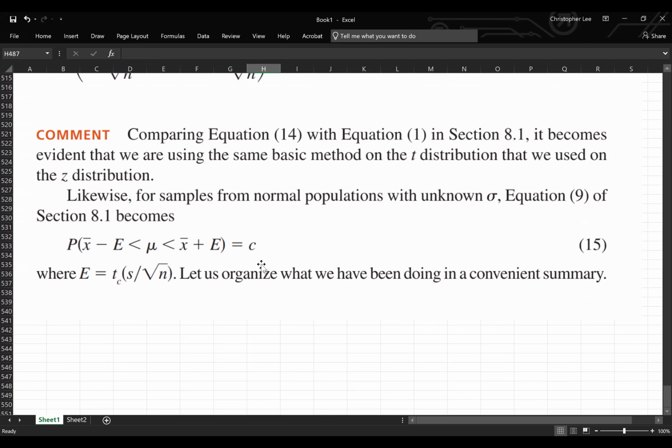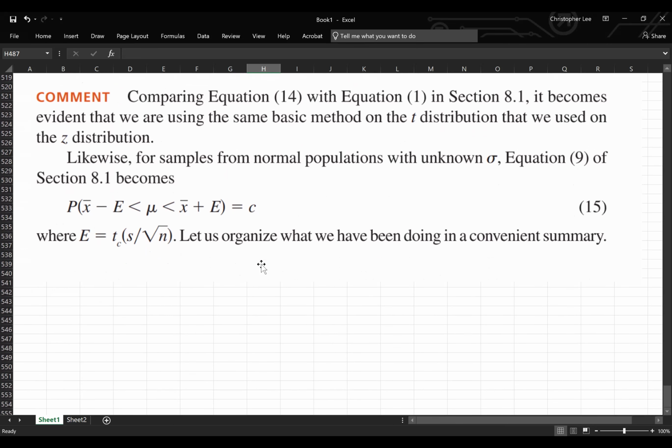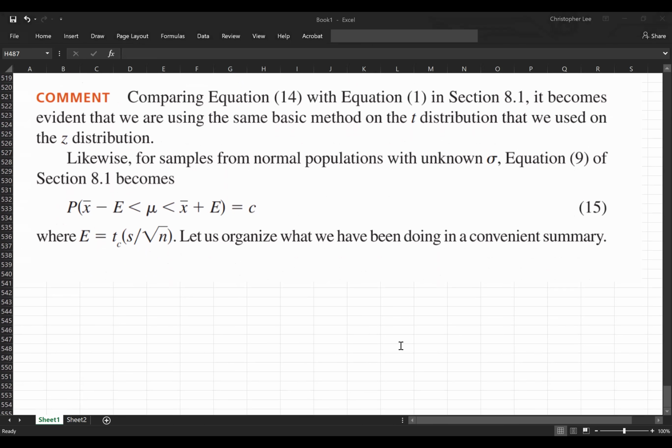Let us organize what we've been doing into a convenient summary. Literally, we're just doing the same thing we did last section.